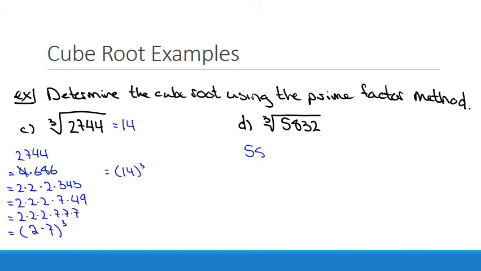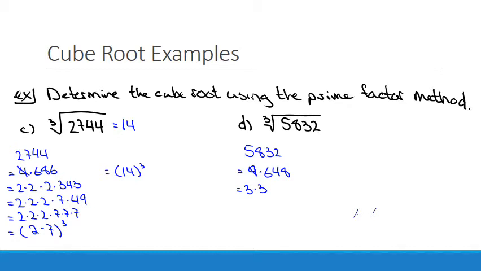Big number, 5,832. If I add those digits up, that adds to 18 again. It's crazy how often that happens with these. So I can use 9. So 9 times works out to be 648. 9 can become 3 times 3.